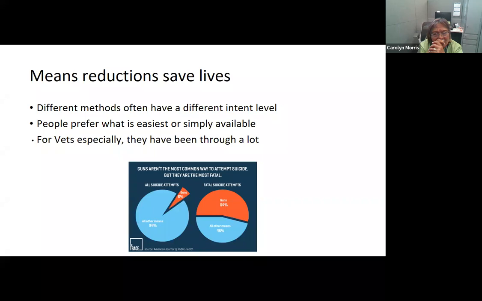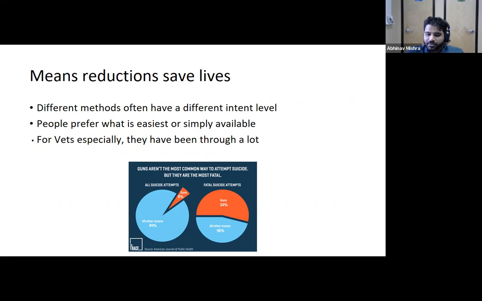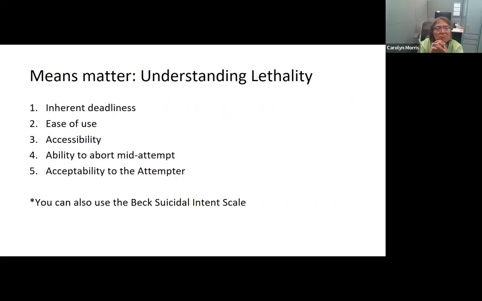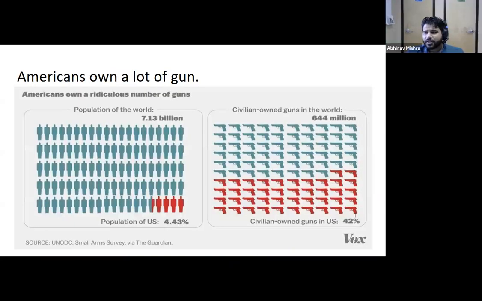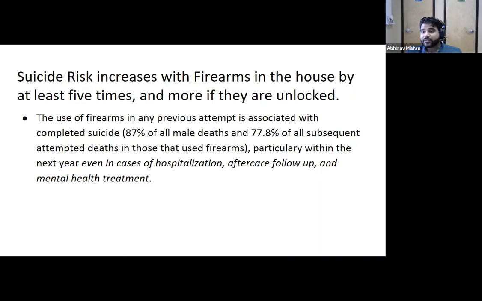Now, guns aren't the most common way to actually commit suicide, but they're the most fatal, right? We just talked about the means, right? The lethality is very high for weapons. And America owns a lot of guns. So this is why we want to make sure that we're being culturally sensitive to our patients that own a lot of weapons. We want to understand that for many of them, especially our vets, guns, like a Mandalorian, are part of their religion almost. Or perhaps they're from rural areas where weapons are a way of life to make sure the foxes aren't hunting any of your cattle, to make sure the scorpions and the snakes are shot. And that's why we want to keep that in mind.